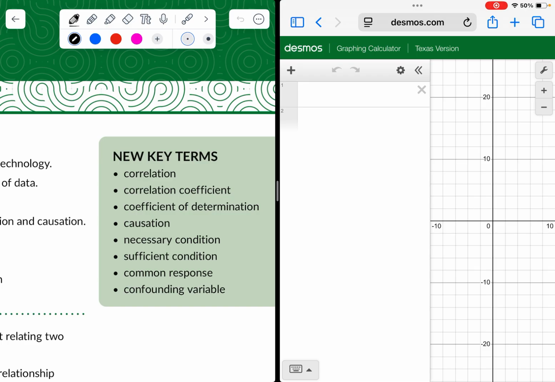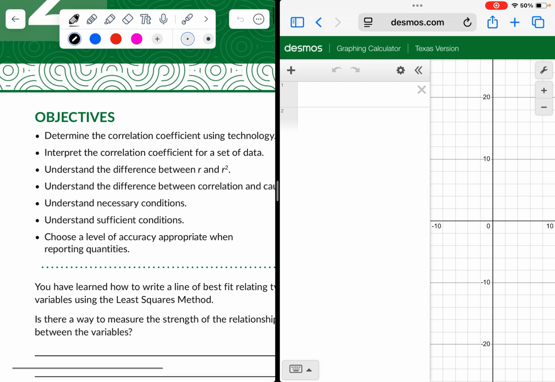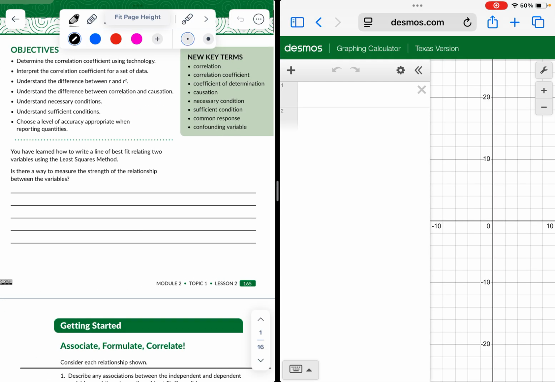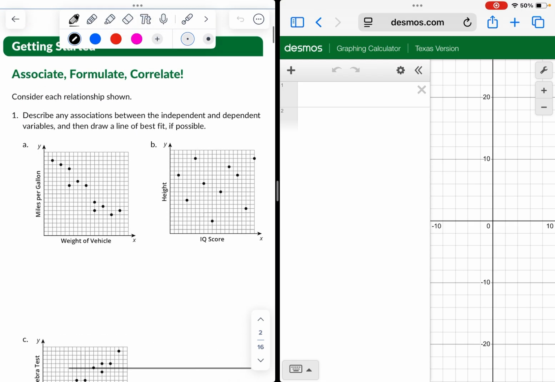Is there a correlation coefficient? That's where we do some linear regression on Desmos, and we get a value, and we look at it and decide, does it show a strong relationship, yes or no? We're also going to look at causation. Does one cause another? And we're going to do some more linear regression practice. So if you will go to, let's see, we're starting on page 165. We're going to go ahead to page 166, and we're going to look at some different scatter plots.